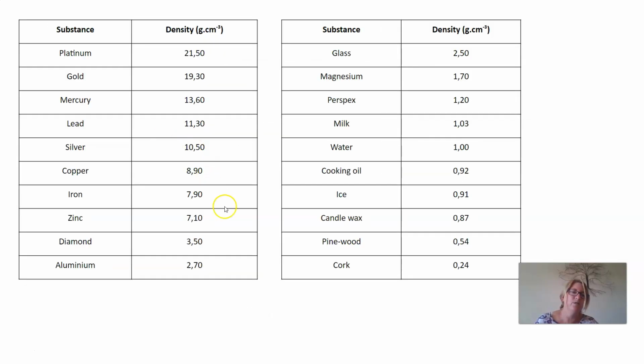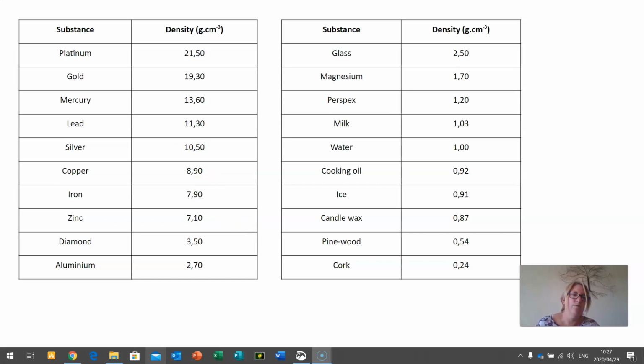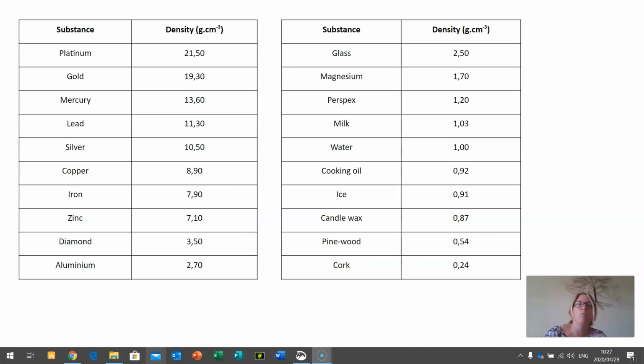As we progress through the lessons, you will find this table under our worksheet sections, and it gives you some of the density values for some of the substances that we'll come across in our lessons. You don't need to learn these values off by heart. If you need to know the density of a substance to work out a calculation, it will be given to you. I've just put them here as a reference.